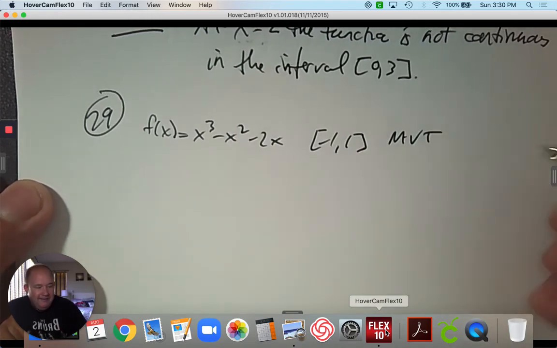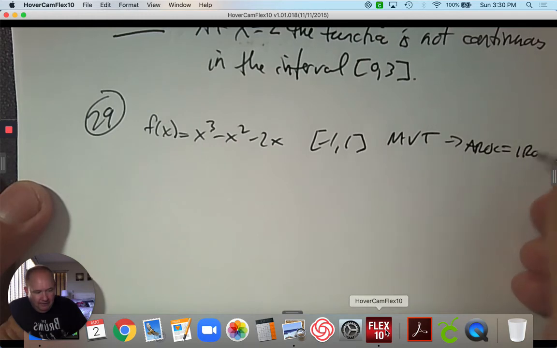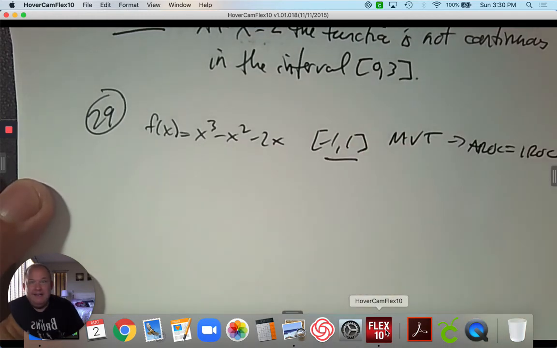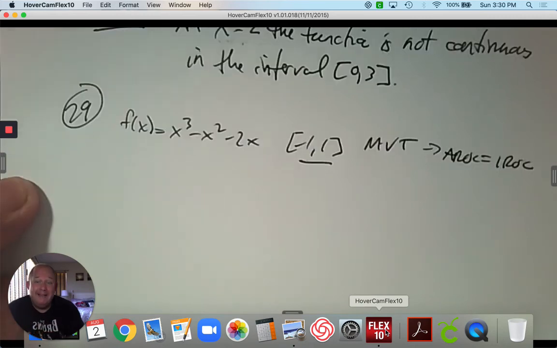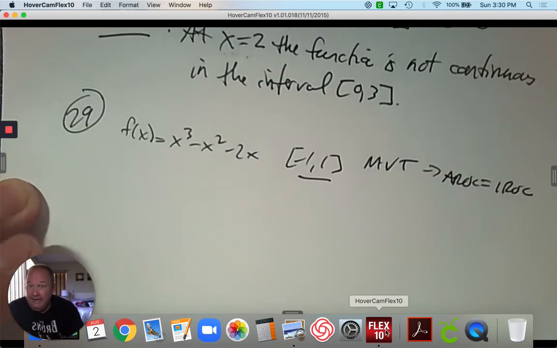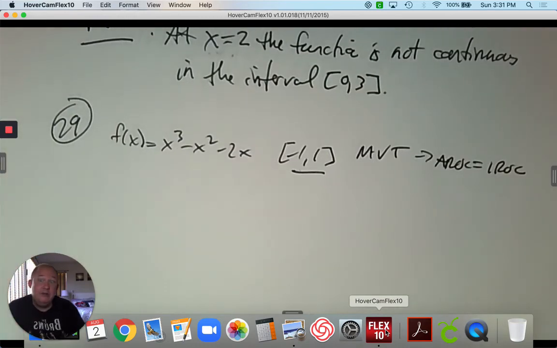So the mean value theorem means find the value where the average rate of change equals the instantaneous rate of change in that interval. So if it's continuous and differentiable, there's at least one value where they're going to match the average rate of change with the instantaneous rate of change. So how do I set that up and then use my calculator?